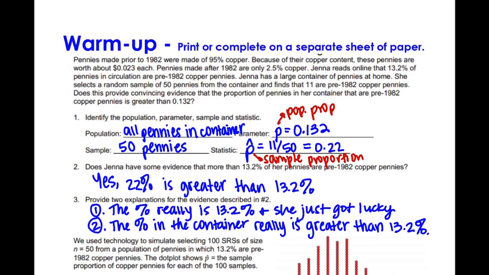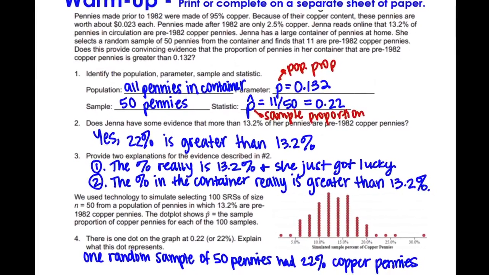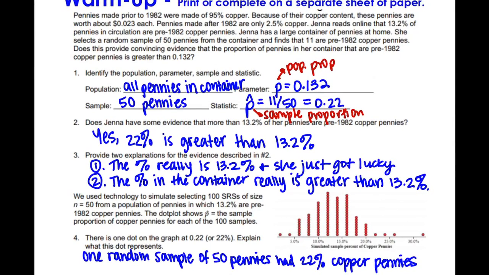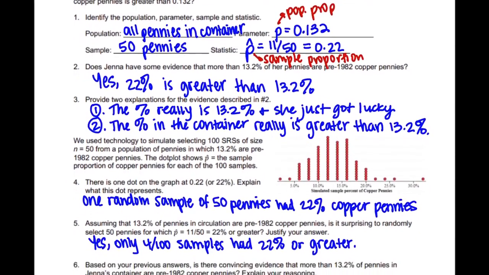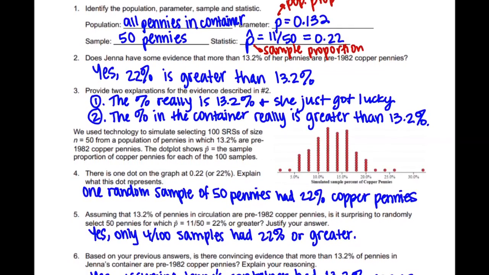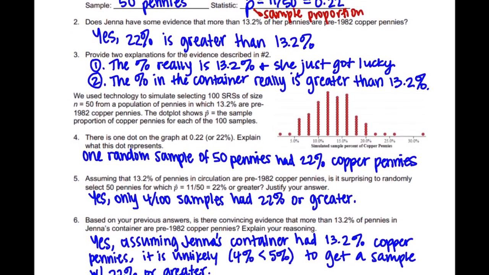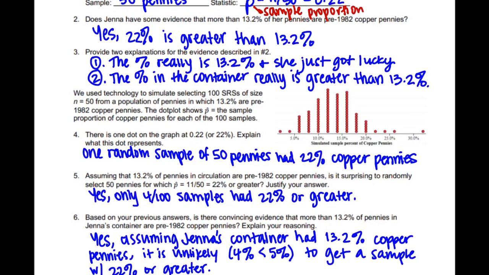We do have some evidence that more than 13% of the pennies are from pre-1982 copper because her sample was higher than that parameter. But that could just be chance, or the container really could have a larger percent. And so here's a partial sampling distribution of 100 samples. And so we look at this one specific value, 22%, and that means that in a sample of 50 pennies, 22% of those pennies were copper.